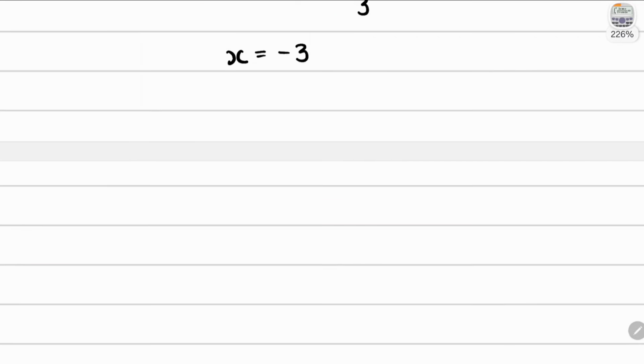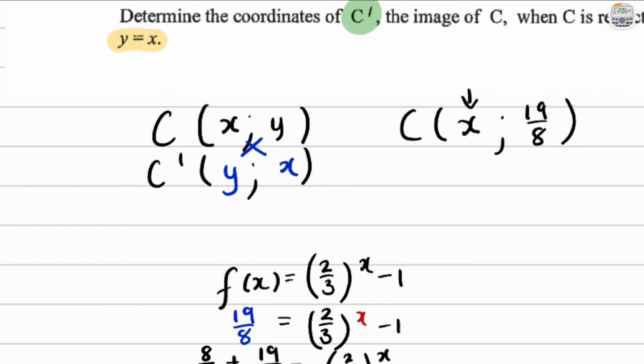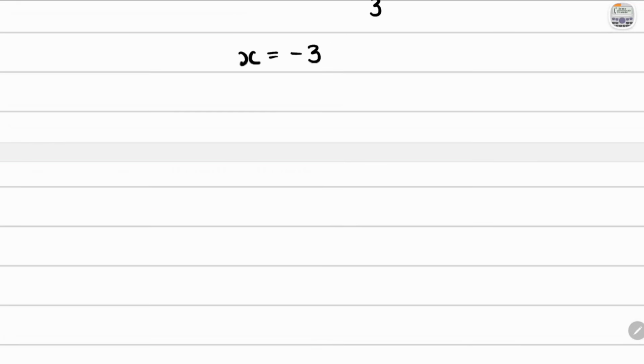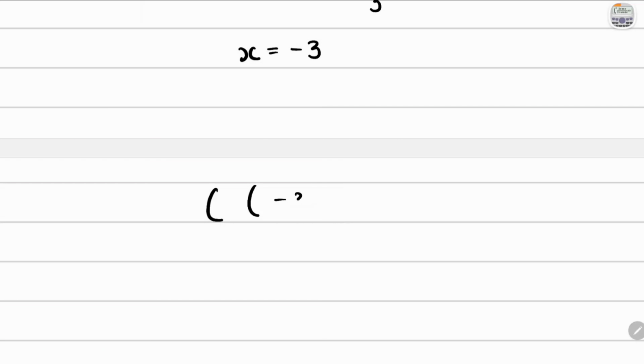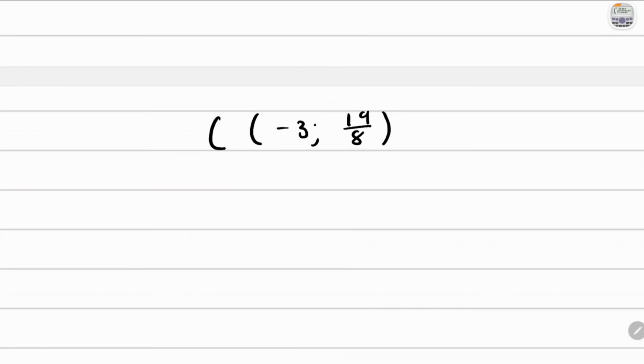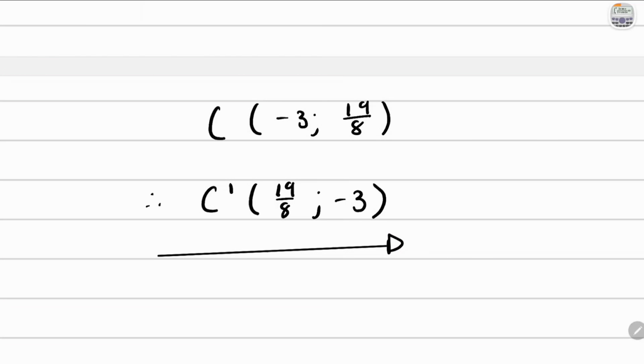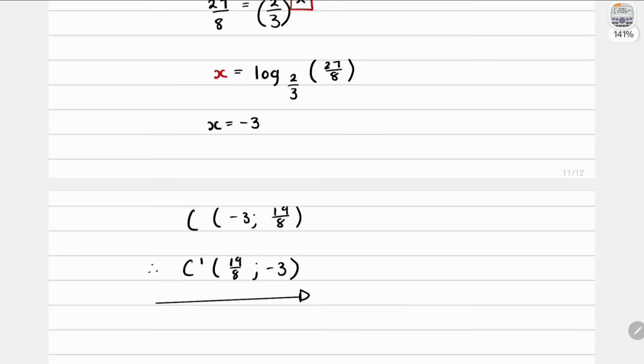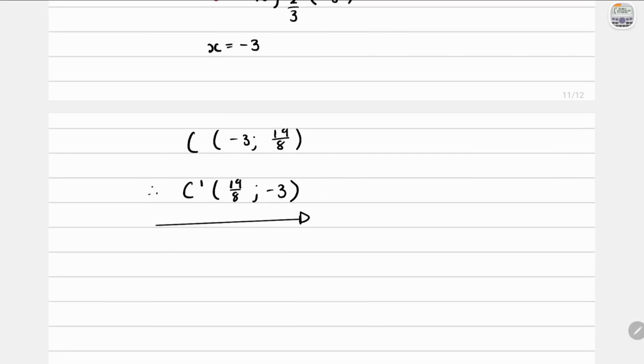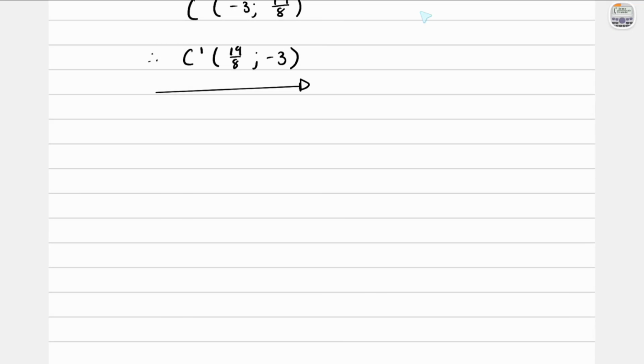And so now that we know the x value is negative 3, what it means is that C is (negative 3, 19 over 8). And so C prime is going to be (19 over 8, negative 3) because they just switch places. And that is your coordinate for C prime. Okay, so that is it for that question. And we move on to question 5.